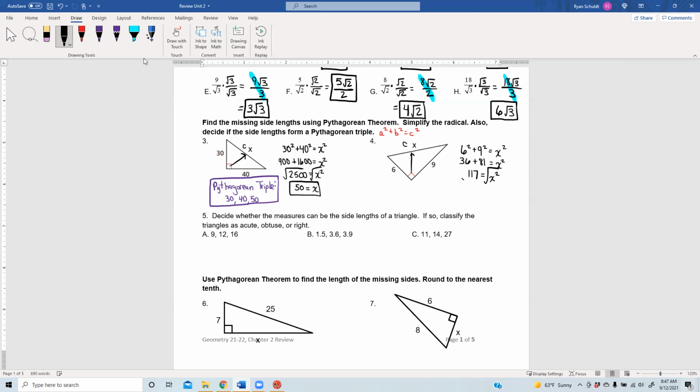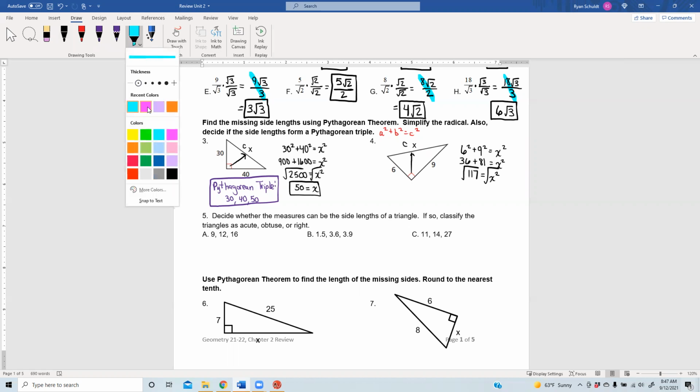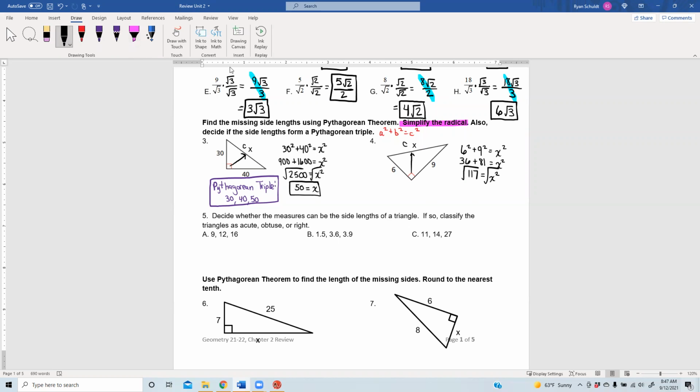Now, when I take the square root here, it's telling me to just simplify the radical. In other words, don't just give me a decimal here. Simplify the radical. I don't just want a decimal. So let's see what I can do with 117.